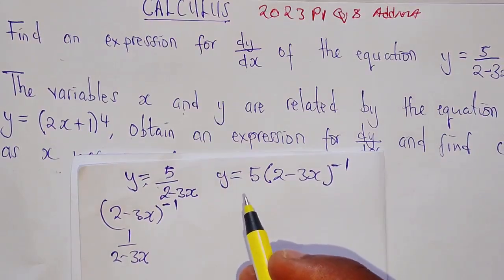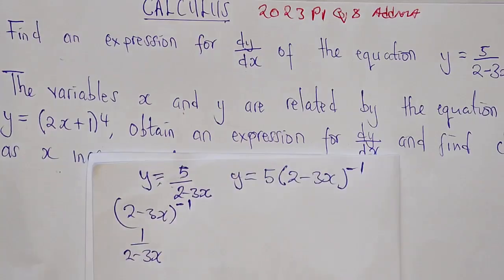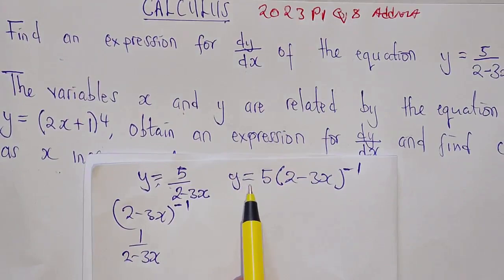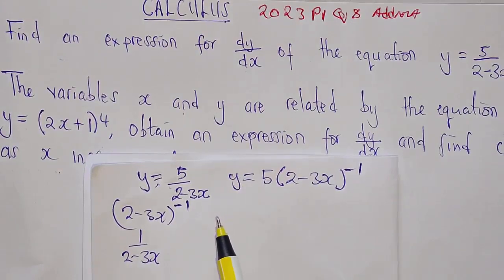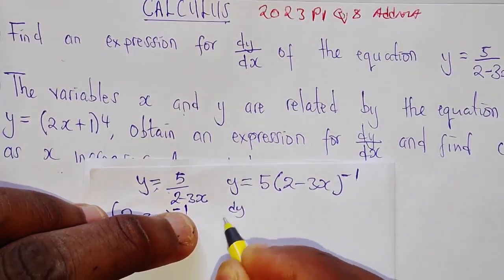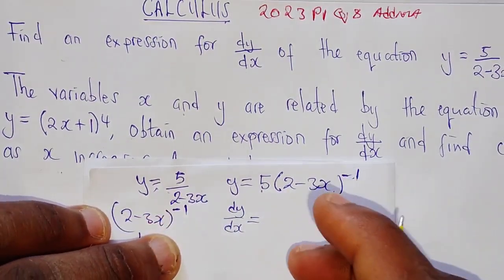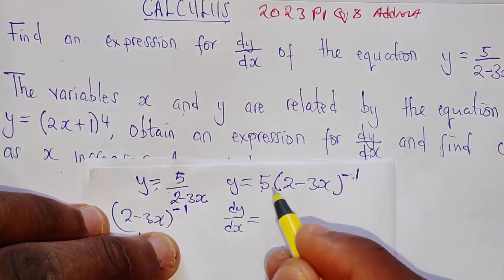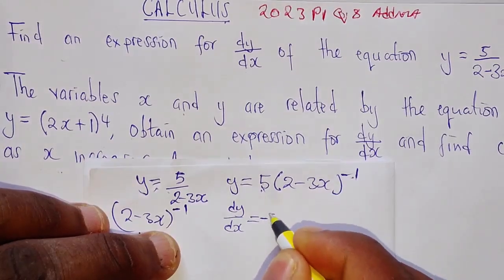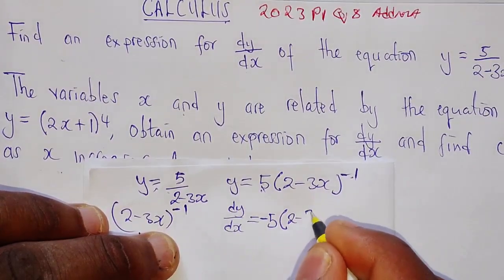So dy/dx is the same as the differentiation of the equation. In short, they want us to differentiate y is equal to 5 multiplied by (2 minus 3x) to the power negative 1. This is how we multiply: dy/dx is equal to this multiplied by this, then the power will reduce by 1. So we have negative 1 multiplied by 5, which gives negative 5 multiplied by (2 minus 3x), maintaining what is inside.